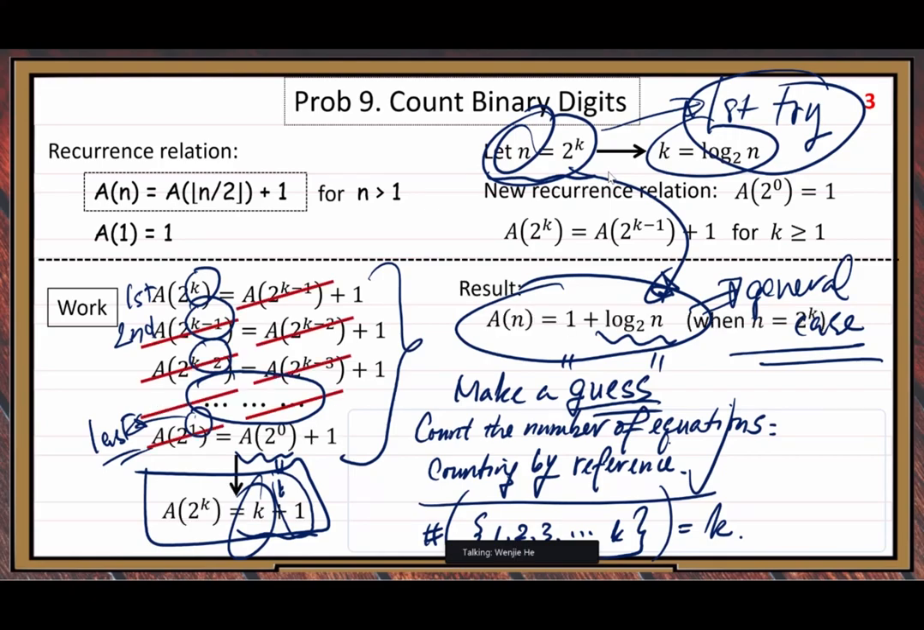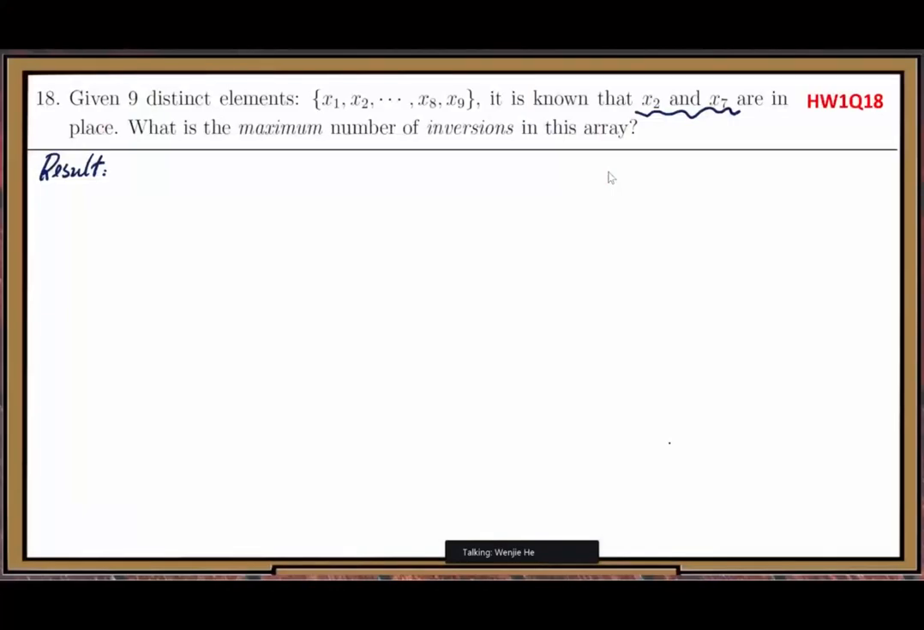Because in this question, we need to find the maximum number of inversions in this array. And the given condition gives us some difficulty. So we need to consider the special role played by these two elements.